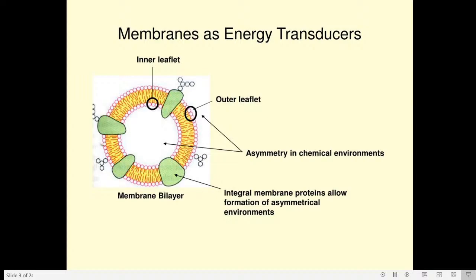In this slide, we see how the membrane acts as an energy transducer. In this membrane, you can see the inner leaflet. We know the membrane has the inner polar lipid bilayer. In that bilayer there are integral membrane proteins and an asymmetric chemical environment, meaning the cell's inner surface has a chemical environment different from the external environment. Only then can the cell survive at that particular temperature; otherwise it can't survive.